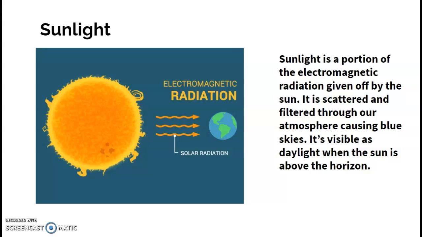Sunlight is a portion of the electromagnetic radiation given off by the sun. That is what causes heat. It is scattered and filtered through our atmosphere, causing blue skies. It's visible as daylight when the sun is above the horizon. And that energy hits atoms and speeds them up. That's what causes heat.